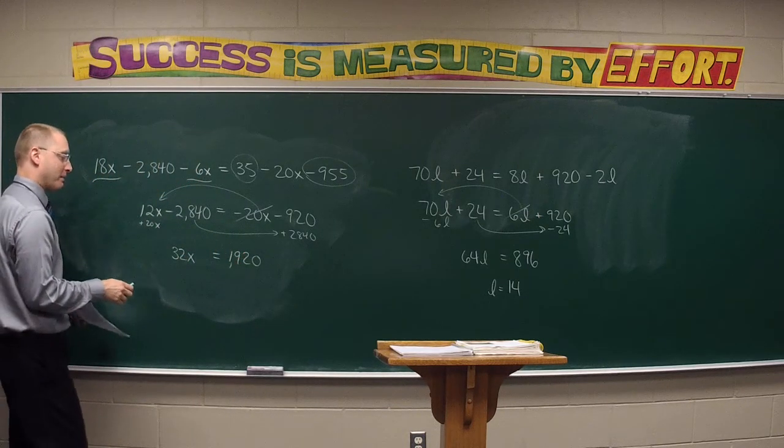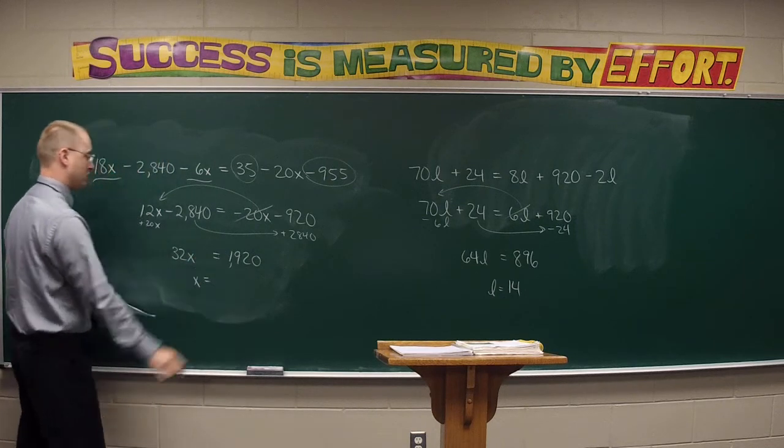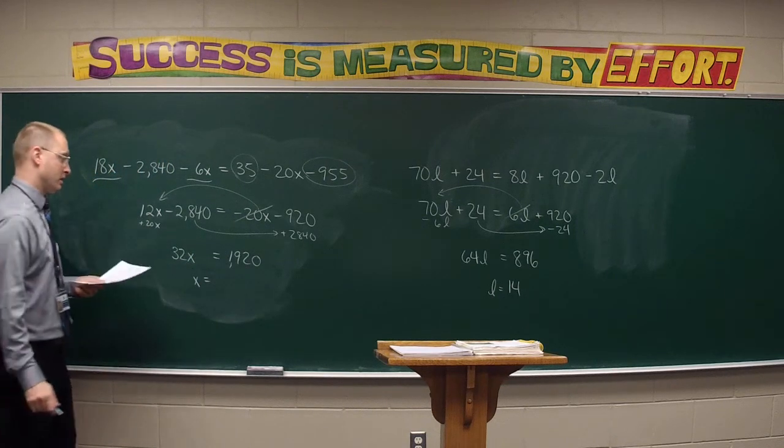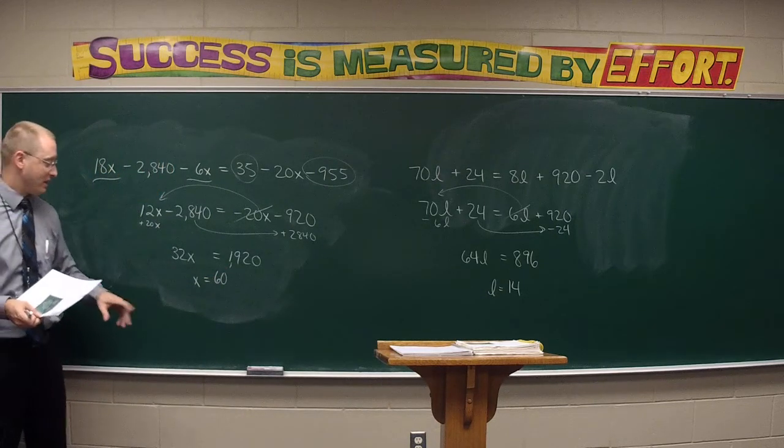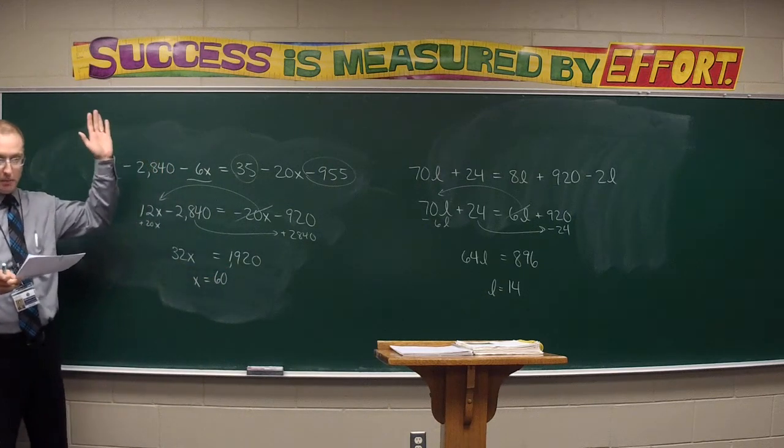Yep, all right, and then we divide both sides by 32, and we hope it comes out evenly. Surely it does. X equals 60. 60? Yeah, it is. How about that? Okay, I didn't expect something quite that even. That's great. How many got x equals 60 on number 14?